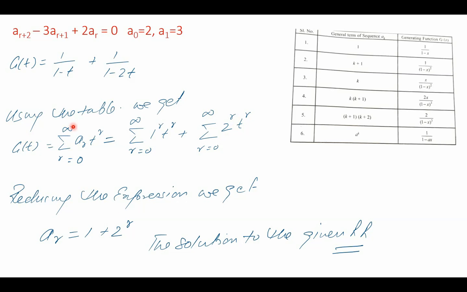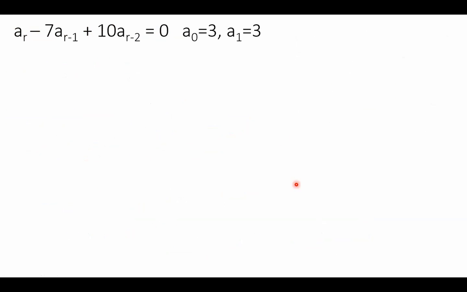See, what I've done is I've cancelled the summation from all the three, and I've cancelled t to the power r. t to the power r is present in all the three, so I can divide both sides by t to the power r. So I'll be left with a_r is equal to 1 to the power r plus 2 to the power r, and 1 to the power r I know is 1, so a_r is equal to 1 plus 2 to the power r. This is the solution to the required recurrence relation. Now let's take another example.